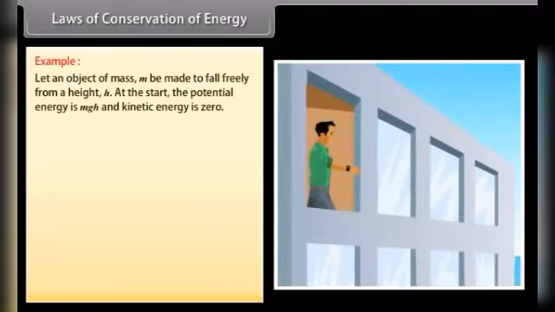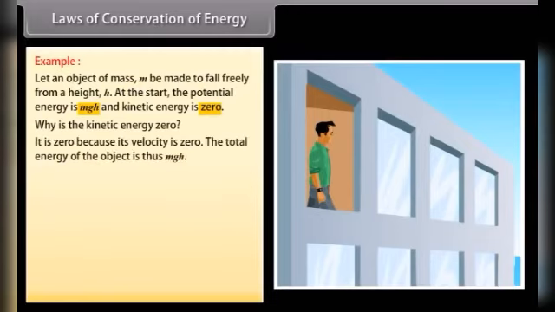Let us consider a simple example. Let an object of mass m be made to fall freely from a height h. At the start, the potential energy is mgh and kinetic energy is 0. Why is the kinetic energy 0? It is 0 because its velocity is 0.